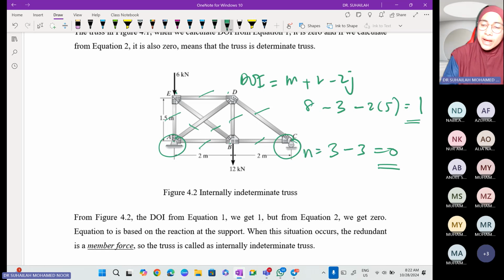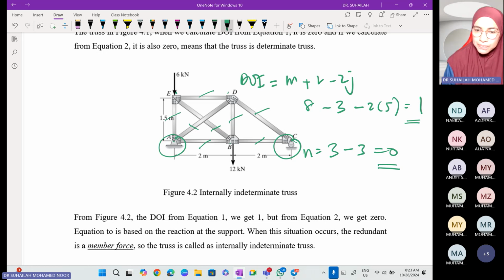Okay, so in this case, for one stable truss consists of 1 pin, 1 roller minimum. Minimum for a truss to be stable and determinate, it must have minimum 3 unknown reactions from support. Means that if less than that, the structure is unstable. 1 pin, 1 roller is the minimum.